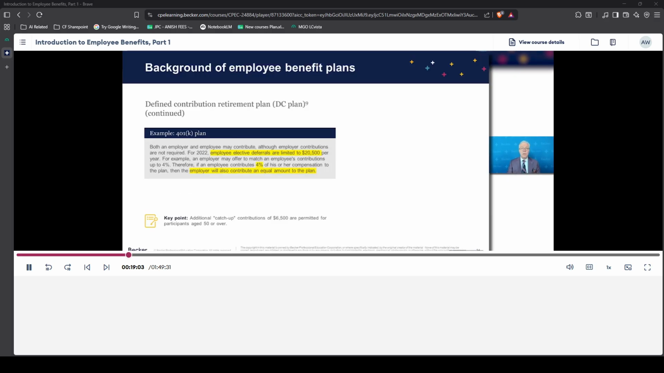So here's an example. Both an employer and employee may contribute. Most companies will have what they call a match, which says if I'm going to put in $20,000, they may say, well, we'll match the first 4%. So they'll put in a certain amount and they get a deduction for it. So an employee elected deferral is limited, as we said, to $20,500. For example, the employer may offer a match on contributions up to 4%. So therefore, ultimately, they would sit there and determine that percentage and they would match it. So they're not putting in the same amount, $20,500. That'd be great if they did. But more likely than not, it's just a small percentage.